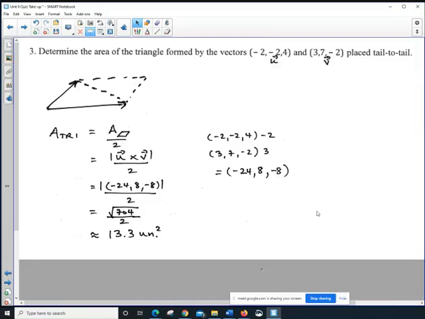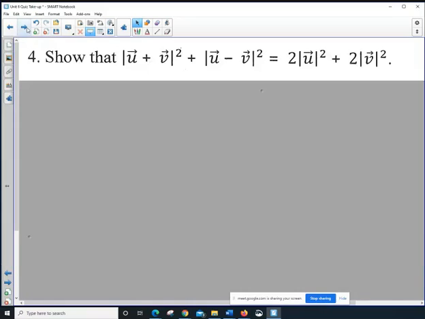Okay, so it's just one of those things that, now we know, gives us a nice geometric interpretation of this operation. All right, let's move to number 4. So here I'm asking you to prove this identity. Essentially, it's an identity.